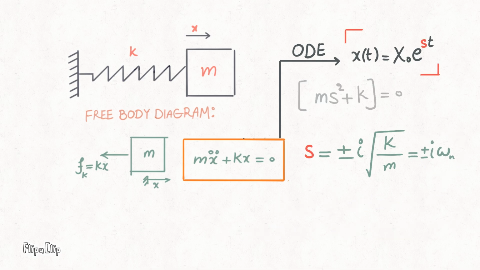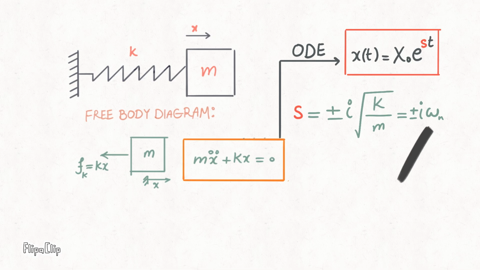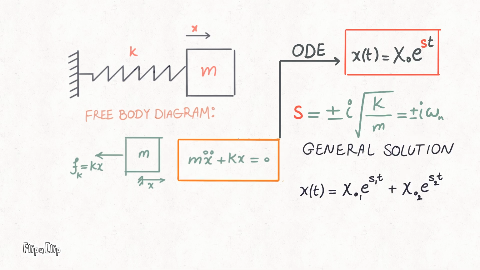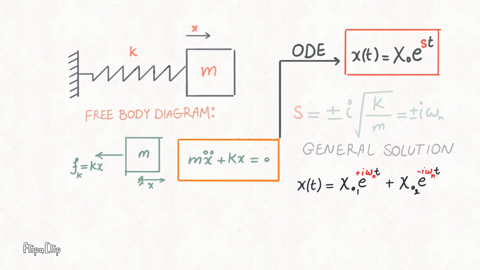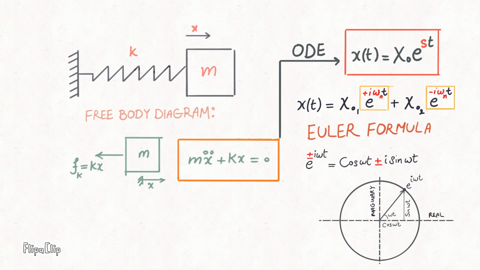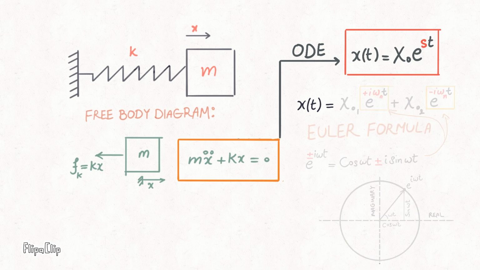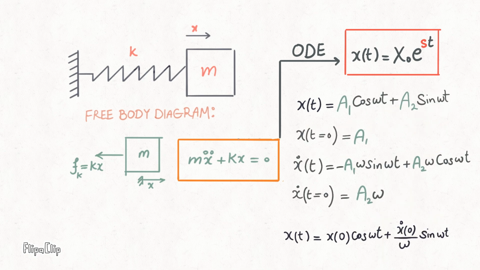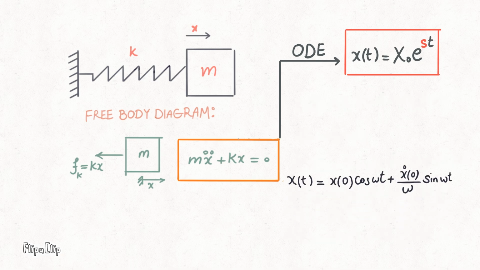It's important to note that the natural frequency, omega n, of the system depends solely on its physical parameters, mass and stiffness, and it's unaffected by external forces or damping. We can now write the general solution, and using Euler's formula, express it in terms of sine and cosine functions. This final solution is influenced by the system's initial conditions, which are initial displacement and velocity.